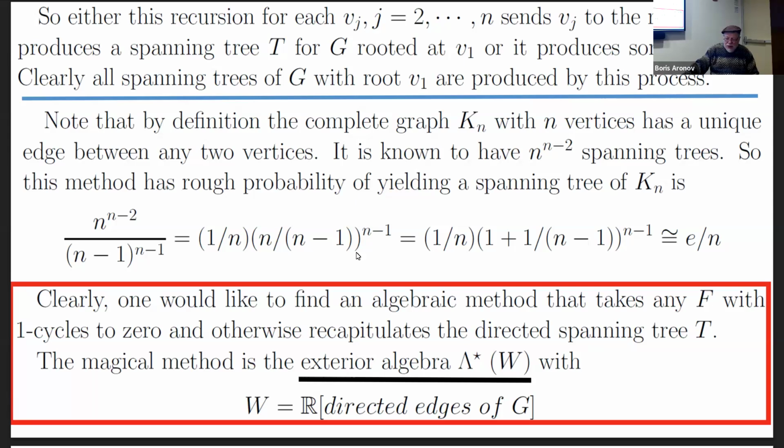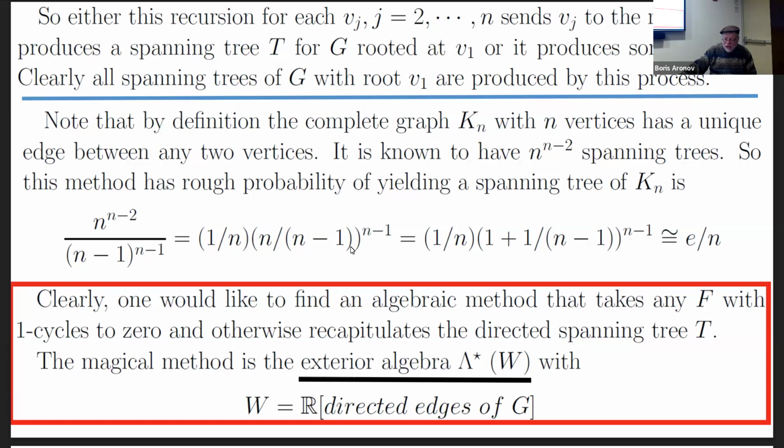Parenthetically, we'll note that the complete graph, the graph of all possible edges between all the vertices, a very filled-in graph, with n vertices, has a unique edge between any two vertices, and it's known to have n to the n minus 2 spanning trees. That's a very classical result about enumerating. So if I just pick a random dynamical system, I could calculate the probability that I'm getting a tree out of that. You can do a little probability calculation there, which is approximately e over n, the chance that I'm getting this.